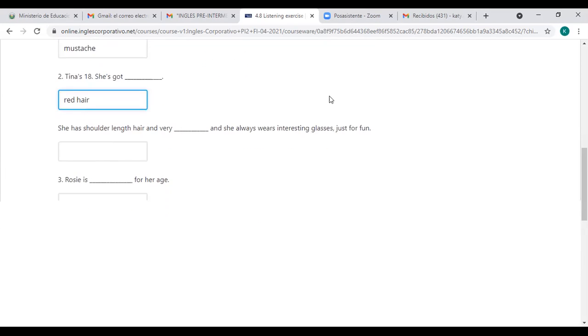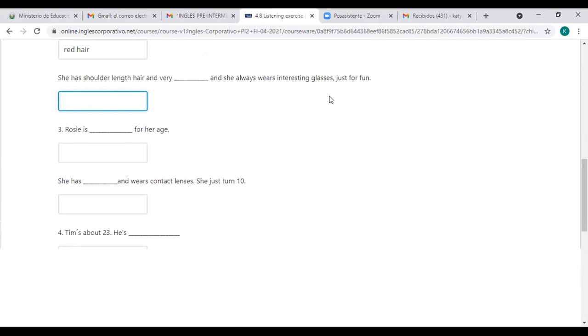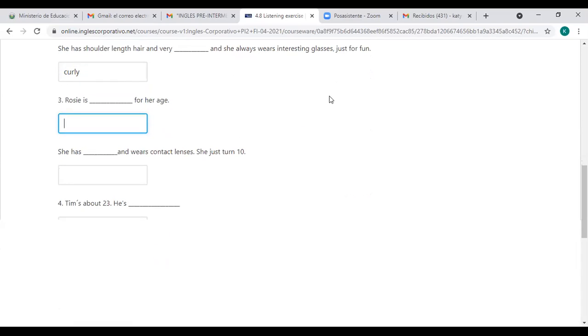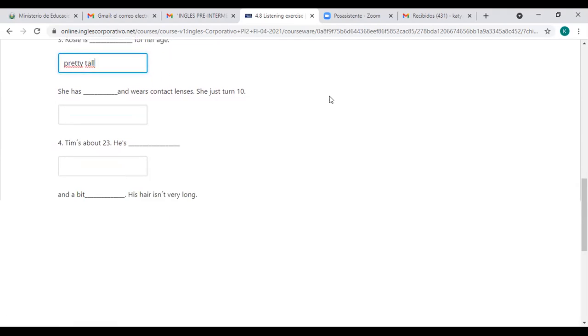Okay. She has shoulder length hair and very curly. Curly. Glasses. Rosie is pretty tall. Pretty tall. And she has long blonde hair.